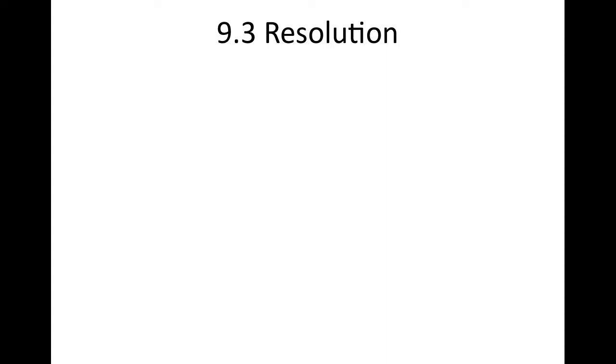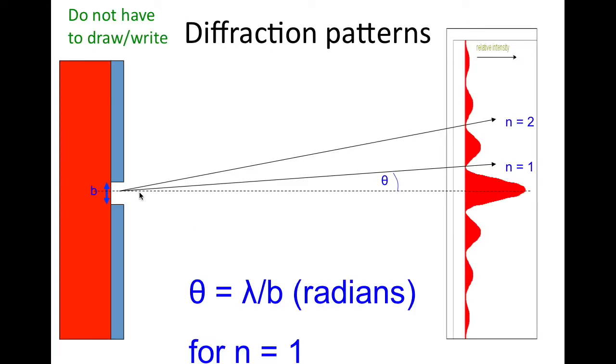Today we are going to be talking about resolution. Before we can understand resolution, we must first revisit what we know about diffraction. We learned that when a light is incident on a single slit, there is a pattern of constructive and destructive interference that can be seen by the bright fringes and dark bands on the screen.